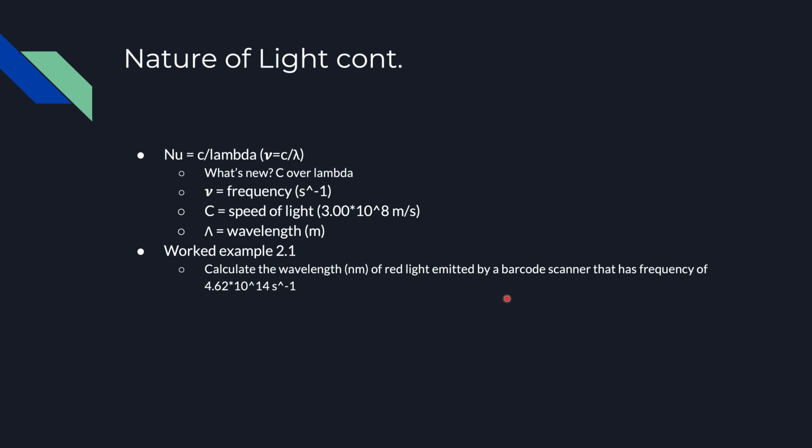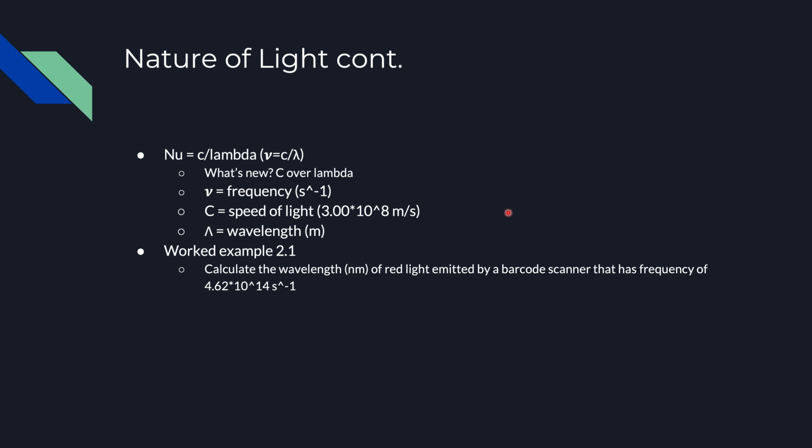For this, we can derive the equation nu equals c over lambda. How I like to remember this: what's nu? C over lambda, where nu, or v, as I like to say it, is equal to frequency, which is in seconds inverse. C is equal to the speed of light, 3.00 times 10 to the 8th meters per second. And lambda, which is the wavelength, is in meters. And also remember, wavelength can also be given to you in nanometers. However, if you want to use this equation, you're going to need to convert everything to the same unit. Since the speed of light is in meters, it's easier to convert wavelength into meters as well.